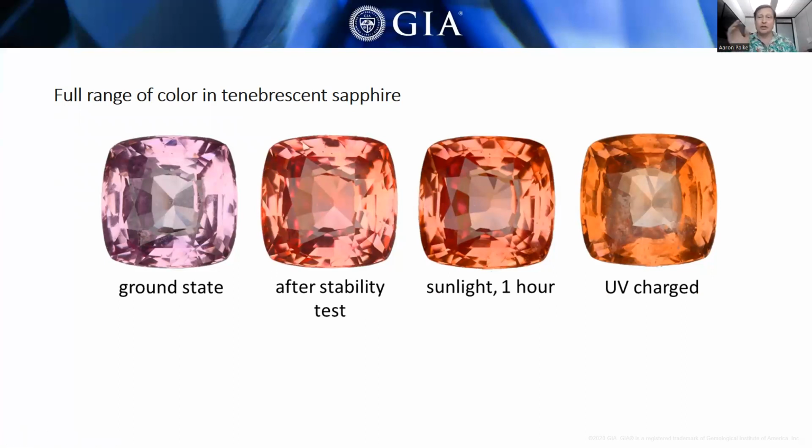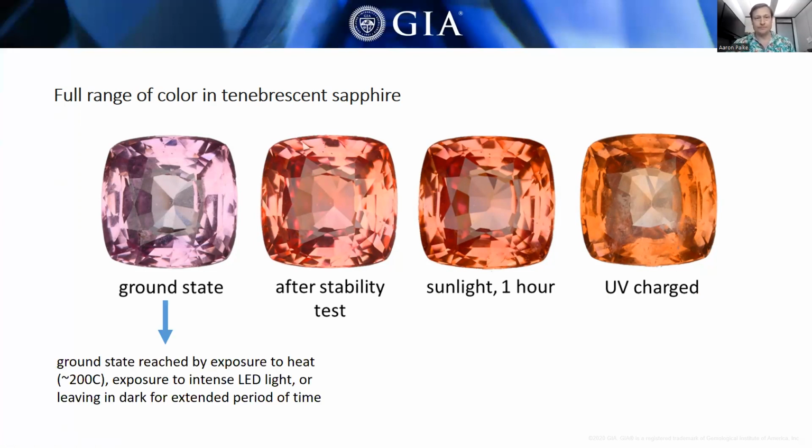And so this is showing the full range of colors we can expect to see for some tenebrescent sapphires. When the phenomenon is very intense, we can go all the way from a purplish pink color in the ground state to a pure orange color after it's been charged with intense ultraviolet light. And what I mean by the ground state can be reached either by leaving it in the dark for an extended period of time, or with exposure to intense LED light, which doesn't have any UV component to it, or by heating the stone to about 200 degrees Celsius.